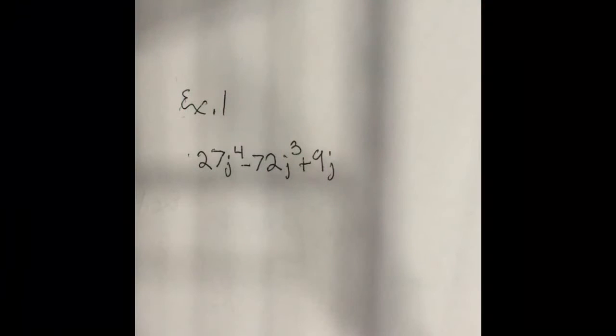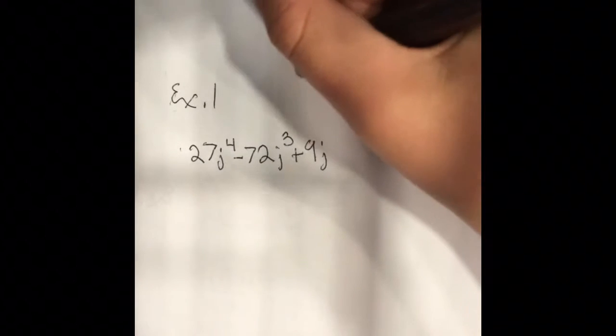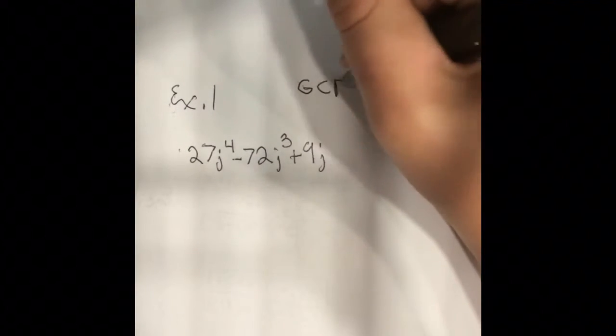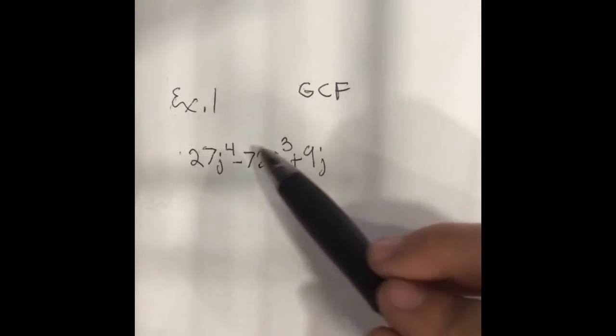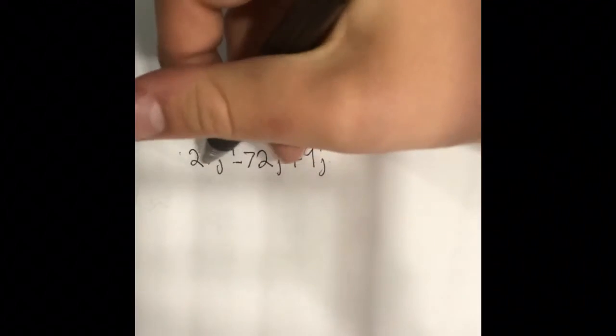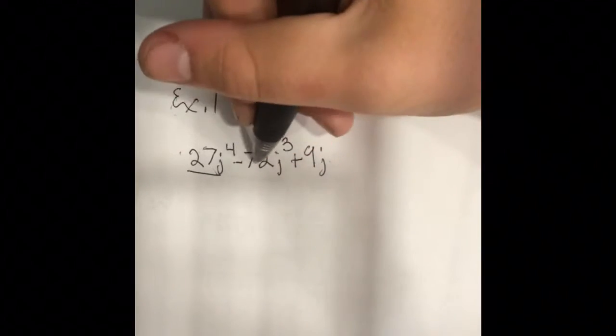Today we're going to review section 8-2, and for example 1, you get 27j to the 4th minus 72j to the 3rd plus 9j. And what we've got to do is find the greatest common factor that can fit into all three of these numbers. And 9 would divide evenly into all three.